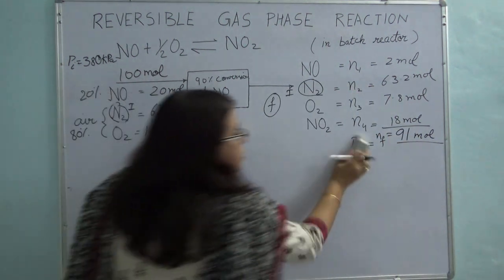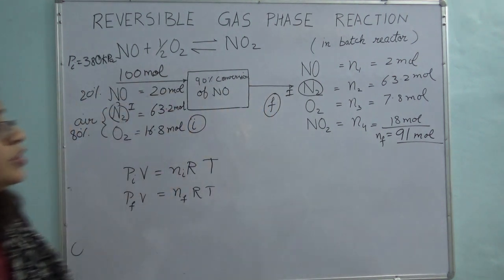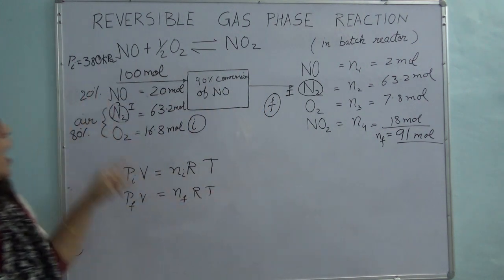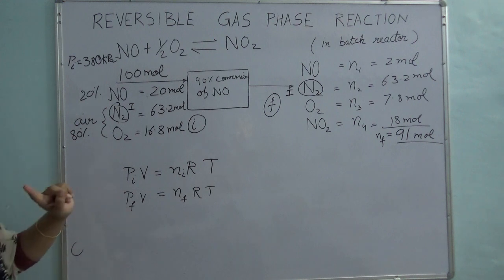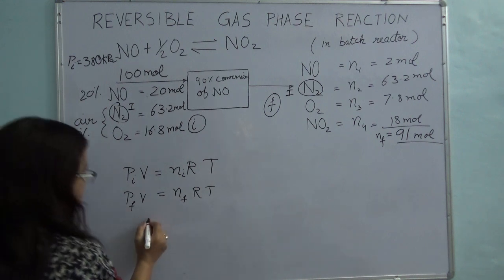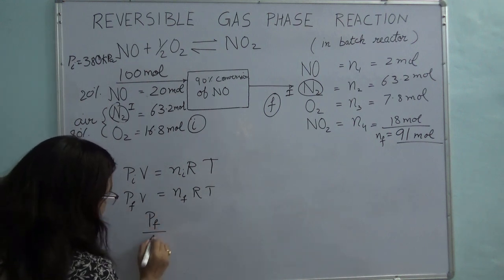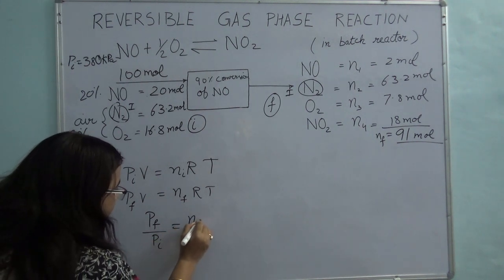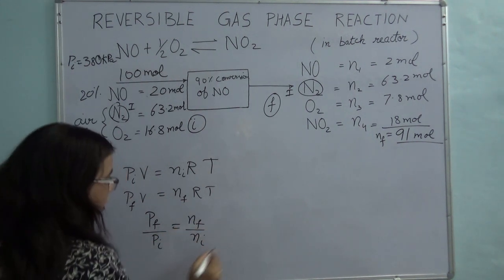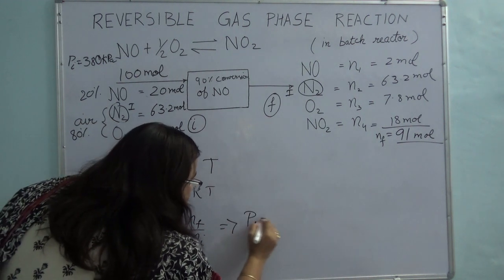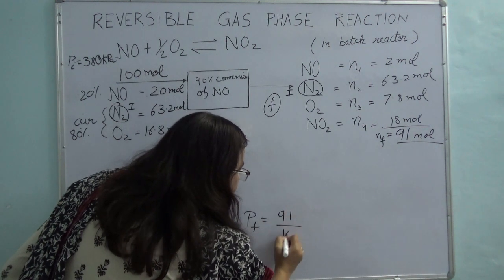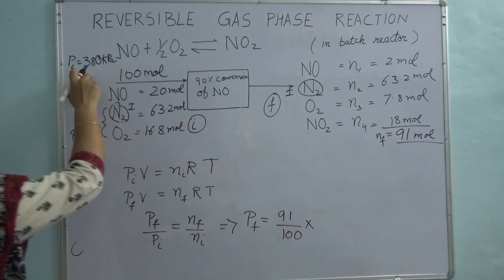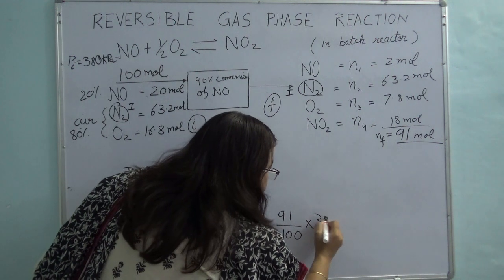Okay, I will just erase this so that you don't get confused. So I know final number of moles, I know initial number of moles, I know the initial pressure, I have to just calculate my final pressure. So do that, divide one equation by the other. So PF by PI is equal to NF upon NI, or that implies that your final pressure is equal to NF by NI, NF is 91 divided by NI is 100, into your initial pressure, which is 380.